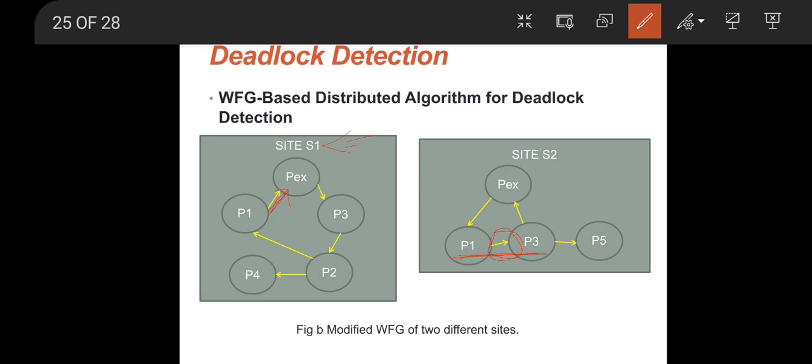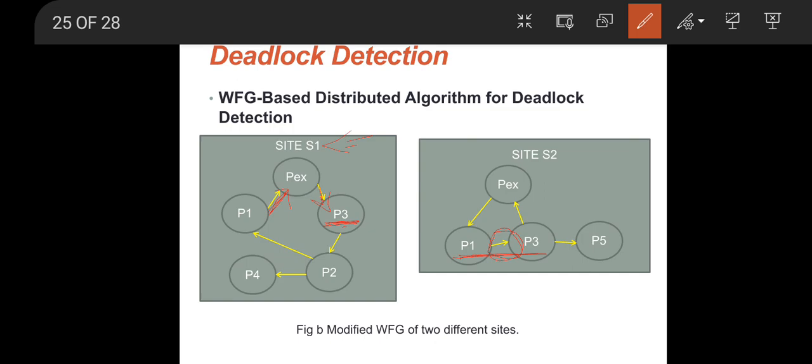Now let us say P3 is a process of site S2, and P3 is waiting for a resource that is being held by a process of site S1. So from the graph of site S2 we can see that P3 is waiting for some resource that is to be released by P5. And let's say P5 belongs to S1, then we can say that P3 is waiting for a resource which the local process of S1 must release. In that case we will be adding the edge from Px to P3. Now this is the updated wait-for graph.